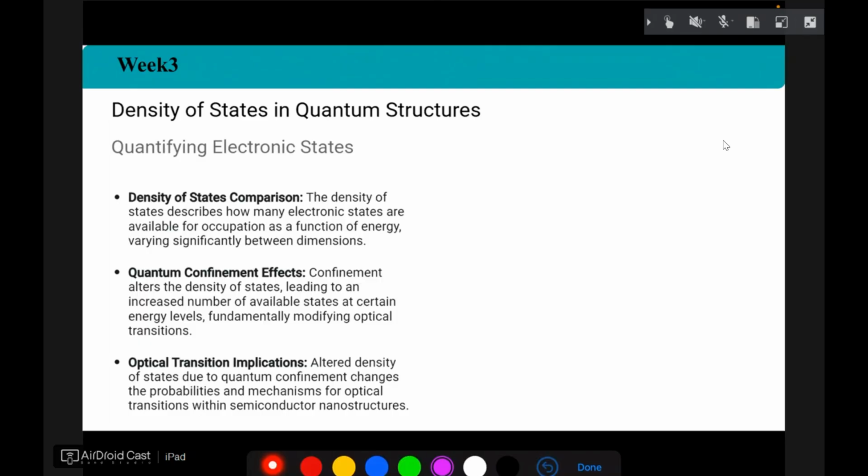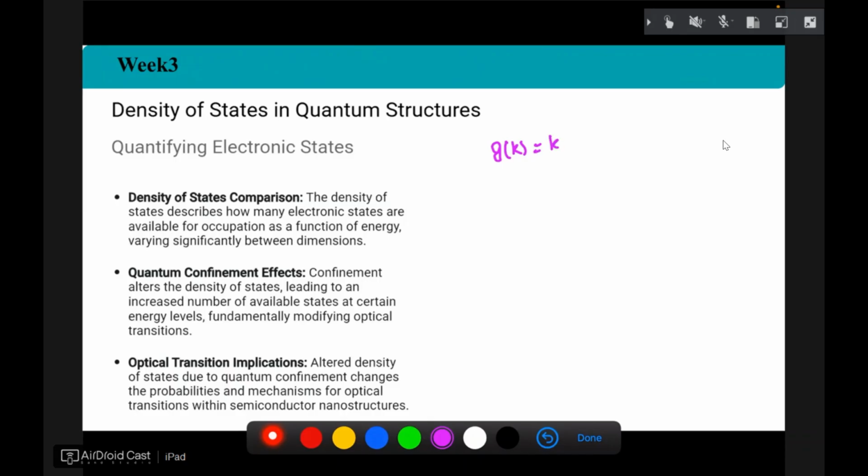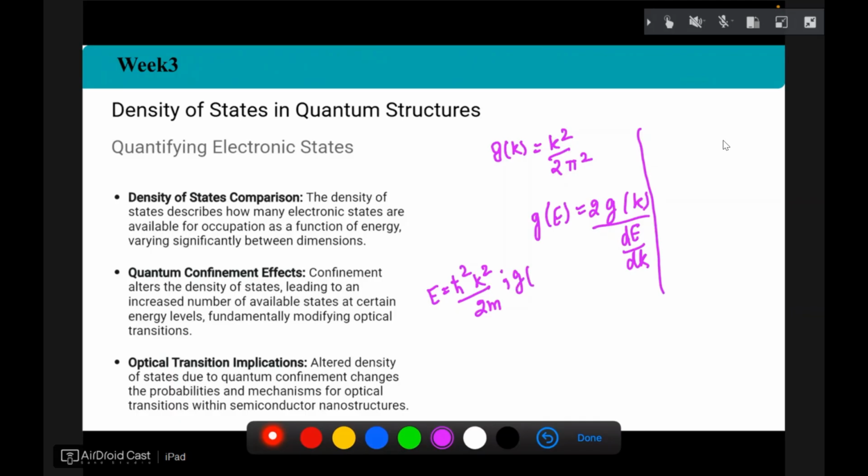for a material we are defining g(k) is equal to k squared by 2 pi squared, and g(E) is equal to 2 g(k) dk by dE. From this we can also define E is equal to h cross squared k squared by 2m, and g(E) is equal to C under root E. So we can see that absorption is proportional to the square root of E minus Ec when h nu is greater than Eg, and 0 when h nu is less than Eg.